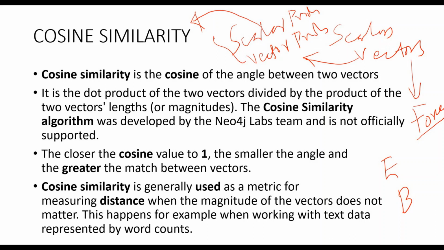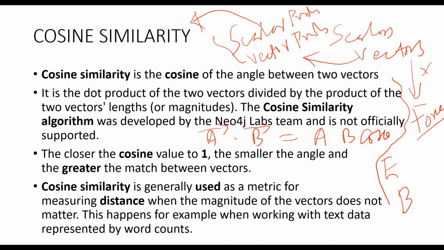Cosine similarity is the cosine of the angle between two vectors. It is the product of two vectors divided by the product of the two vectors' magnitude. That means how we define the scalar product: A dot B. For the dot product we denote a dot; for cross product or vector product, you put a cross between A and B. So A dot B is equal to A into B into cos theta. This is the formula we use here. A dot B is equal to AB cos theta.